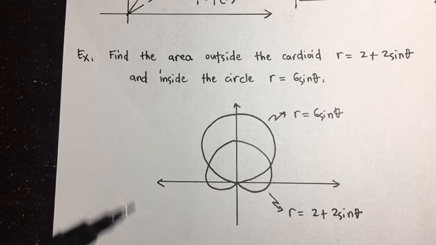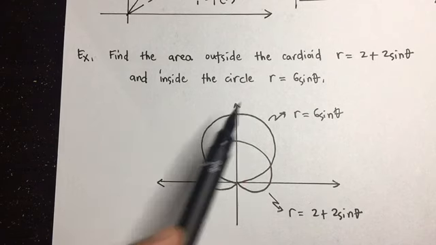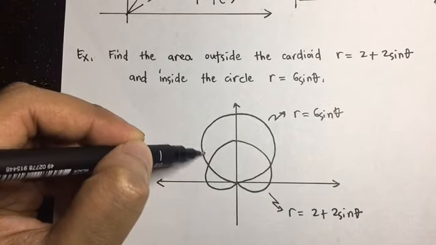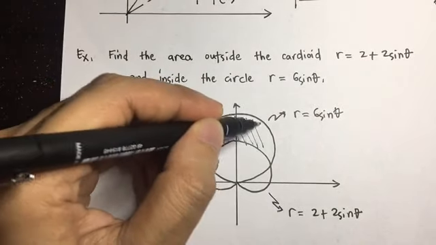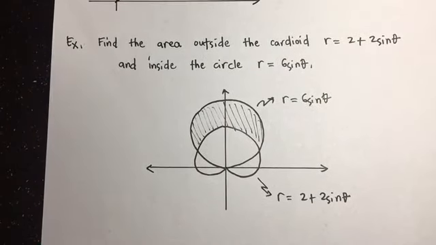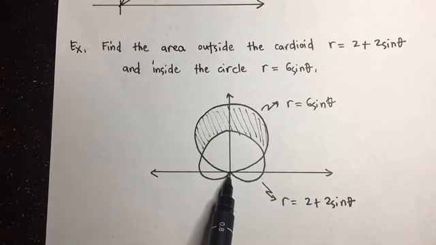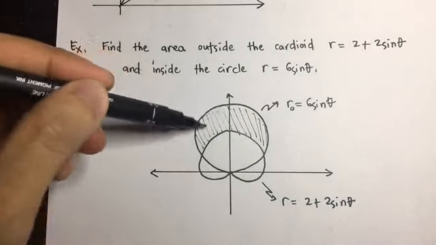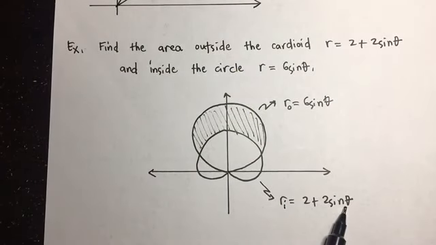We are asked to find the area between them: the area outside the cardioid, this is the cardioid, and inside the circle. So this area is this one, the shaded part. That's the area we are looking for. Obviously Ro will be 6 sine theta, because it's above, and then Ri, the r below, is 2 plus 2 sine theta.